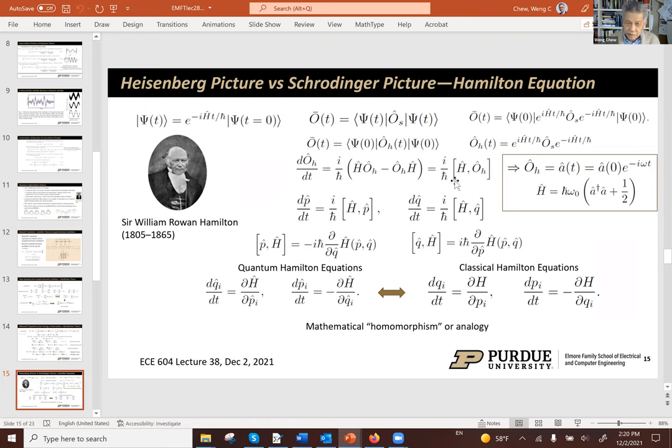So if I do that to these two equations, I can get equations that are very simple looking. And you can see that they are strikingly similar to the classical Hamilton equation. Hamilton died in 1865. I think he will be rolling happily in his grave that he knows that his equation can also be written in the quantum world. The quantum rendition of Hamilton equations is this over here.